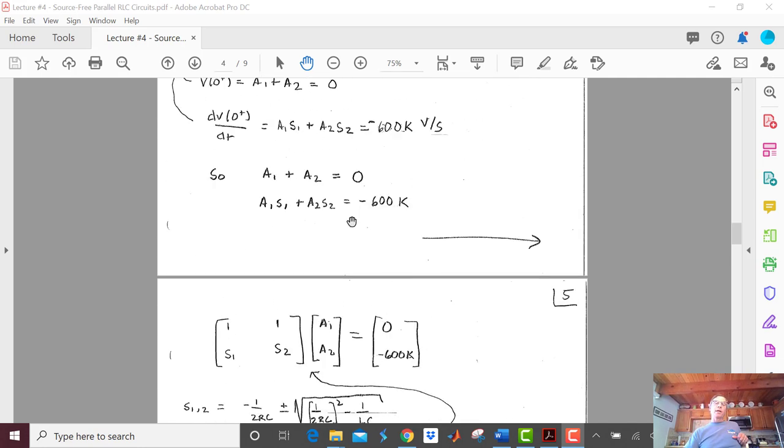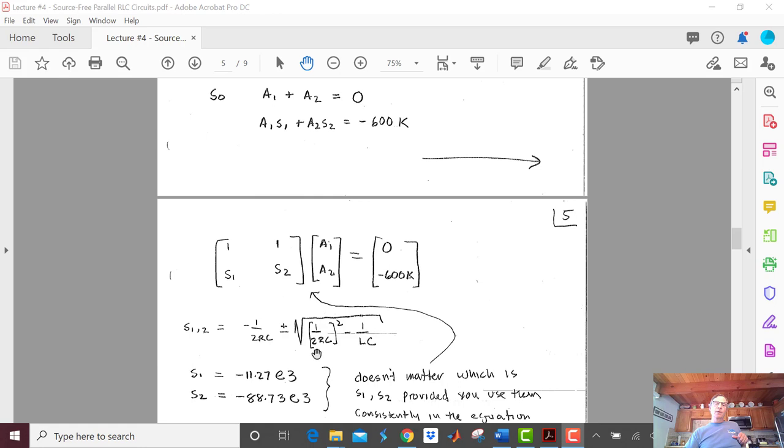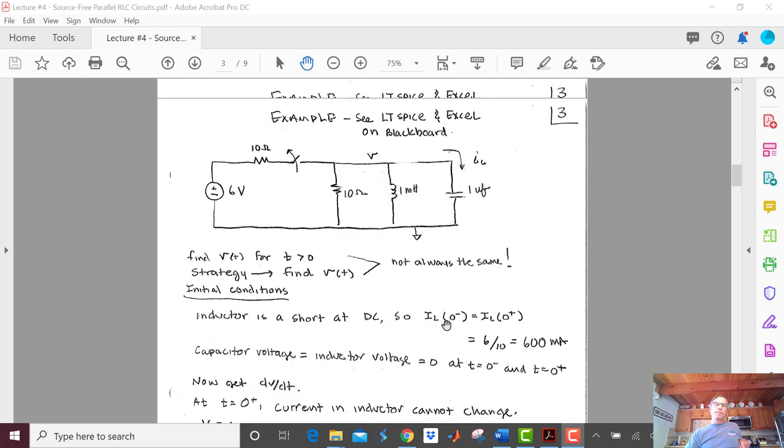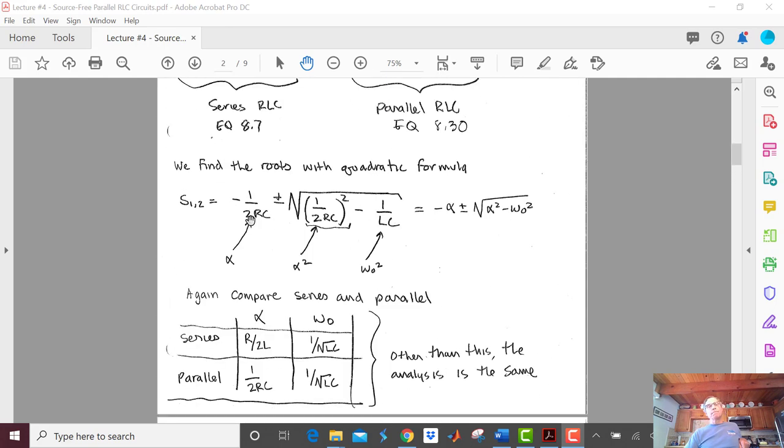we didn't have S1 and S2 when we were here, my apologies, but S1 and S2 are easy to get. Here they are. It's just minus 1 over 2RC, that's alpha, plus or minus the square root of alpha squared minus omega naught squared. In fact, let me show you where this is so it doesn't look like math that just appeared out of nowhere. It's right up here. Alpha squared minus omega naught squared. Use those toadstools, the math gets easier, so use it.